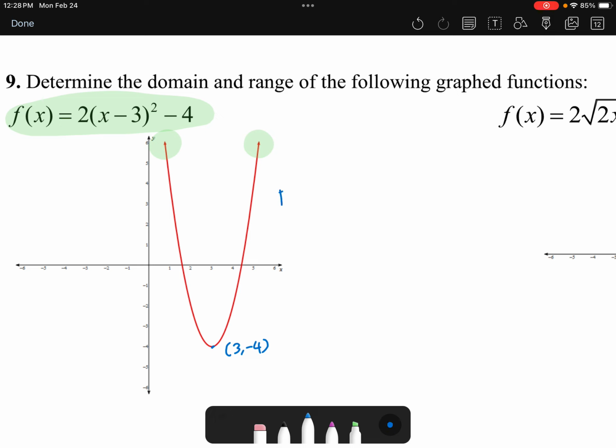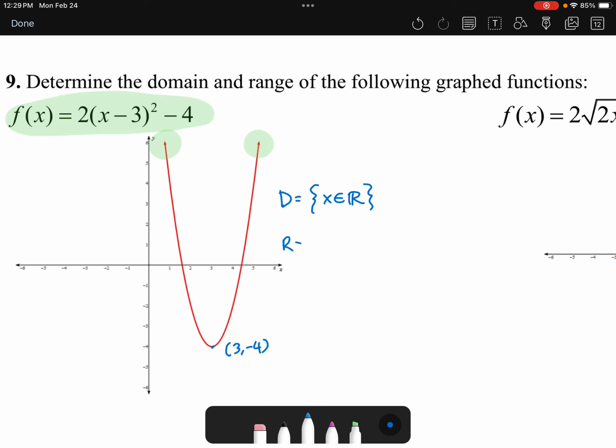So when we're talking about our domain, remember we're talking about the x values, how wide our x values can go. For this parabola here, we know that it'll go wider and wider in both directions. So our domain notation for this is x belongs to the set of all real numbers. It'll eventually become everything.